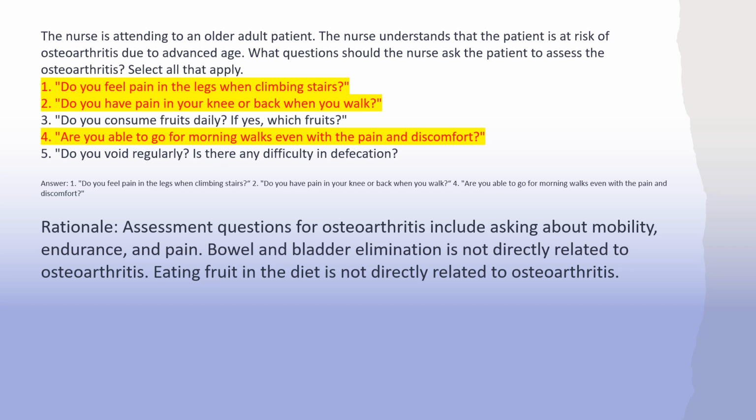Answer. 1. Do you feel pain in the legs when climbing stairs? 2. Do you have pain in your knee or back when you walk? 4. Are you able to go for morning walks even with the pain and discomfort? Rationale. Assessment questions for osteoarthritis include asking about mobility, endurance, and pain. Bowel and bladder elimination is not directly related to osteoarthritis. Eating fruit in the diet is not directly related to osteoarthritis.